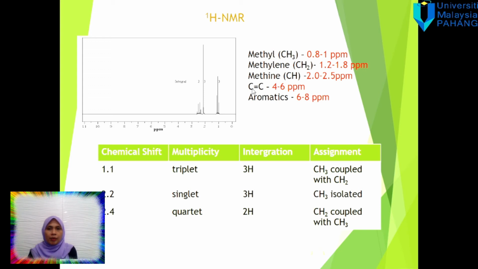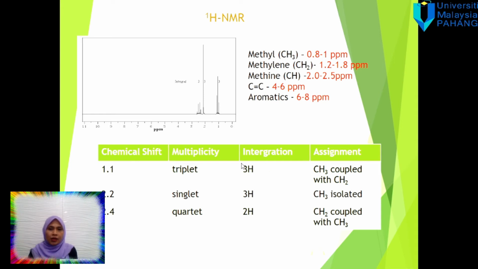And C double bond C is more downfield, 4 to 6. Aromatic is 6 to 8. Without referring to the table in the appendix, you can know the position of which one is CH3, which one is CH2, which one is aromatic, which one is C double bond C. Next, the last part will be the assignment.